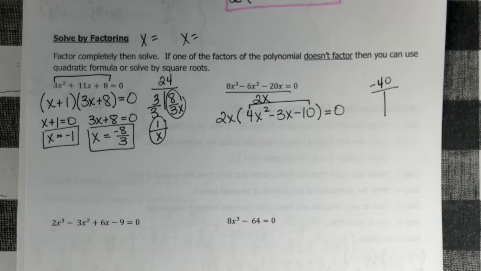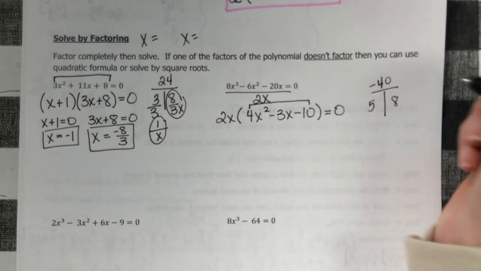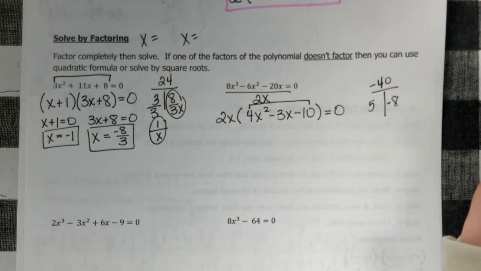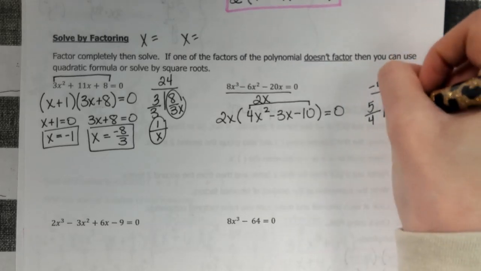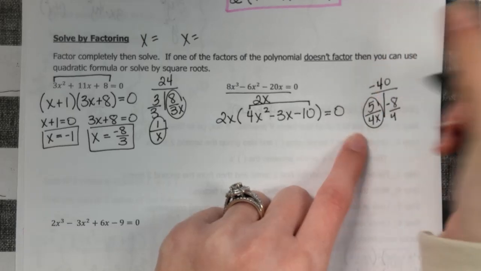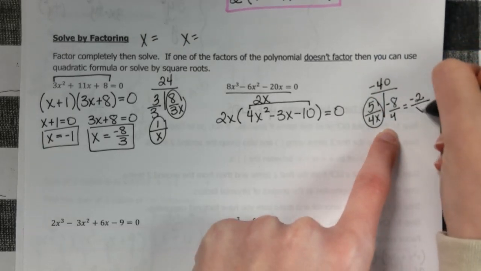We have 1 and 40, 2 and 20, 4 and 10, 5 and 8. 5 and 8. Now I want a negative 3. So which one's going to be negative? The 8. Remember, the larger factor takes the sign of the middle. And then I divide both of those by 4. 5 over 4 doesn't simplify, so the bottom takes the x. Negative 8 over 4 simplifies to negative 2. Write it over x.